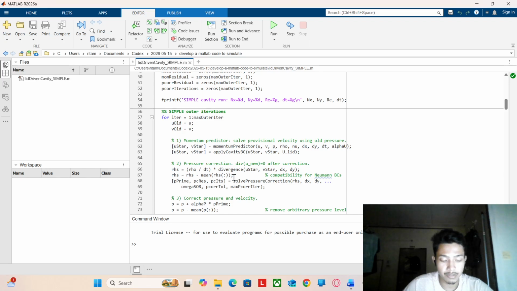The pressure correction equation is del square p dash equal to rho by dt, del u star by del x plus del v star by del y. Now the pressure correction solver, this one, p prime, pc res, pc its. This is the pressure correction solver. This solves the pressure correction Poisson's equation using SOR iteration.